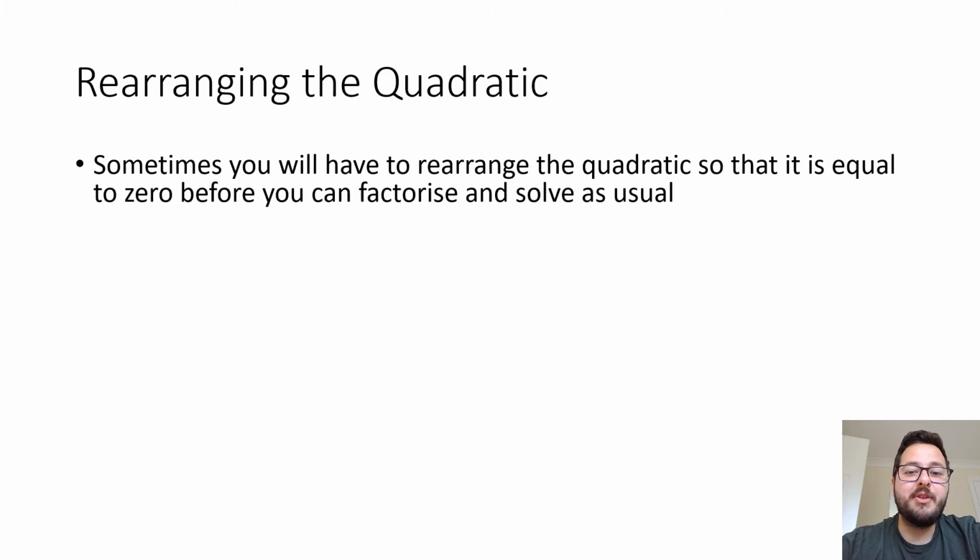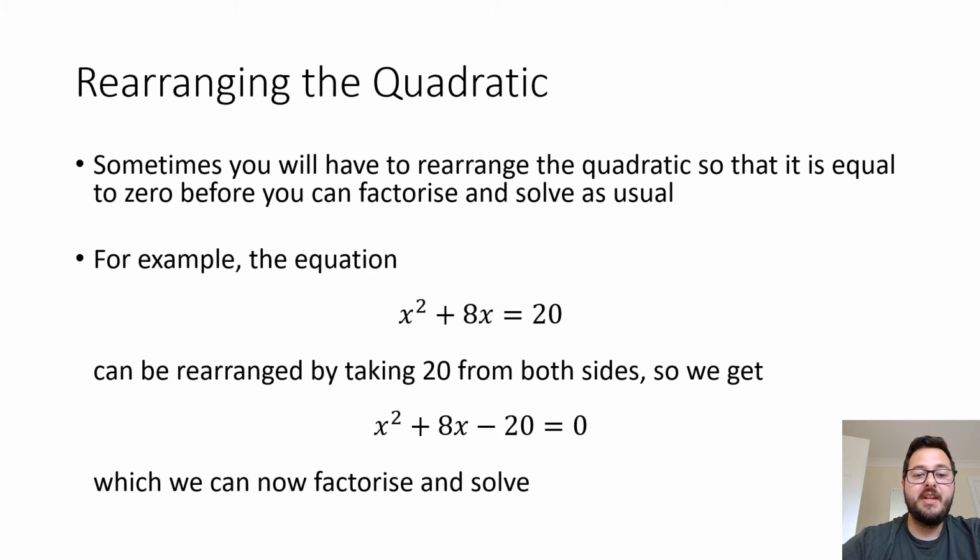But now sometimes you might have to rearrange the quadratic. So if you've got one where there's different things on each side, you want to rearrange it so that it's all on one side, equal to 0, so you can factorise and solve as usual. For example, the equation x squared plus 8x equals 20 can be rearranged so we take off the 20 from both sides, and then we get x squared plus 8x minus 20 equals 0, which we can then solve, which I think is plus 10 and minus 2.